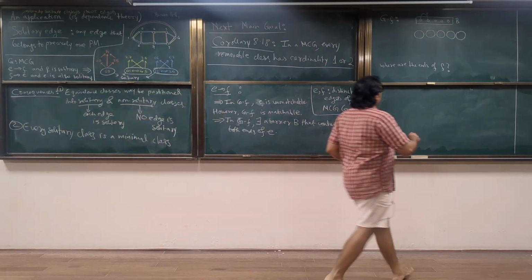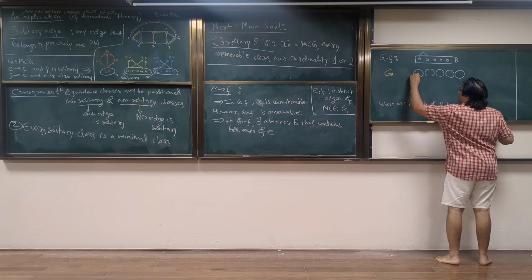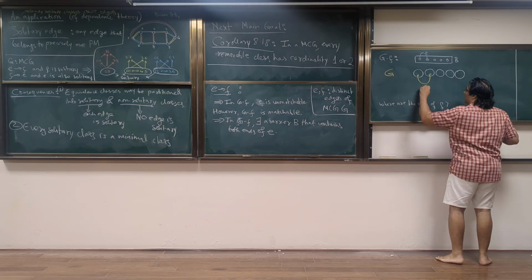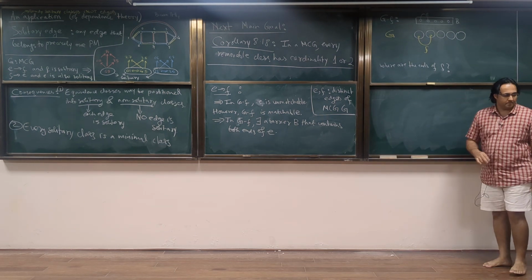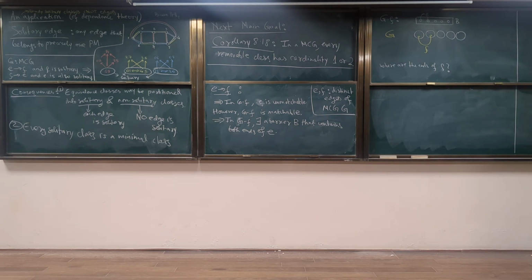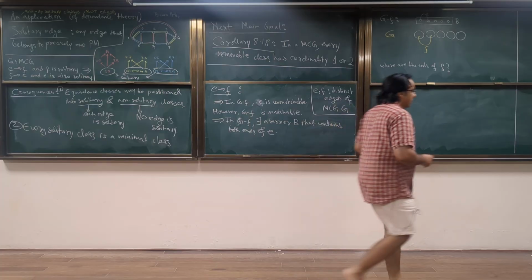So if I want to go back to the graph G, then this is what F looks like, right? Okay, we have proved a couple of things actually. I'll just write them down.